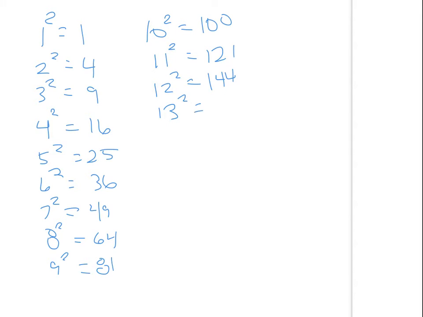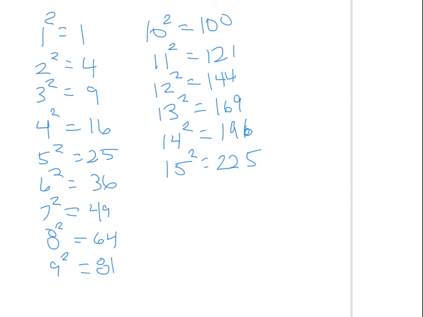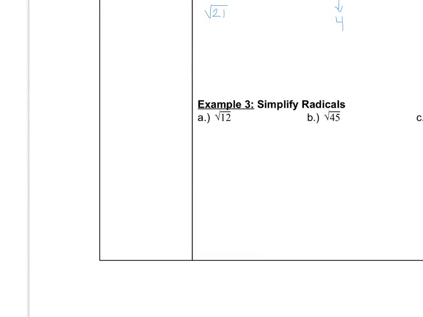13 squared is 169. 14 squared, easy way to remember 13, 14, just swap the numbers: 196. And 15 squared is 225. I'm going to cut it off right there. Okay? Use this as a reference, something that you're going to continually go back to, and you'll see why here in just a little bit.